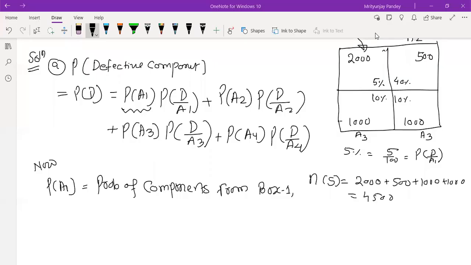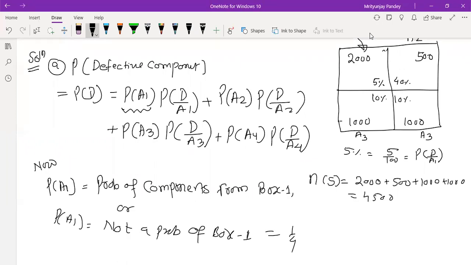So this is nothing but probability of component from box A1, not a probability of box. P of A1, not a probability of box. But in the previous sum, P of A1 represented a probability of box. Is it clear? If this was only the probability of box, then the answer would be 1/4. But this is not the probability of box. We are calculating the probability of the components inside the box. So in that situation, you have to write the number of components present in box 1 divided by total components.